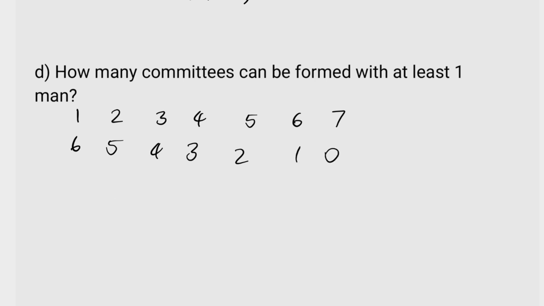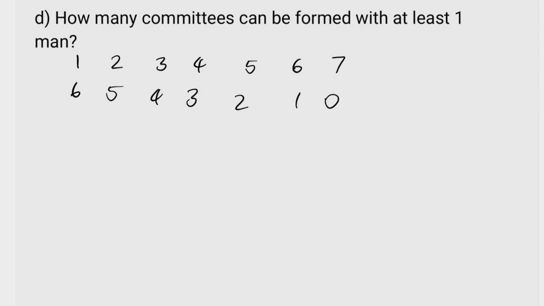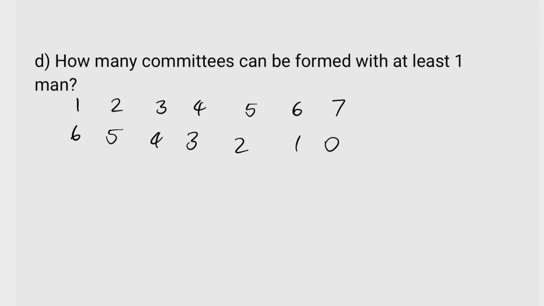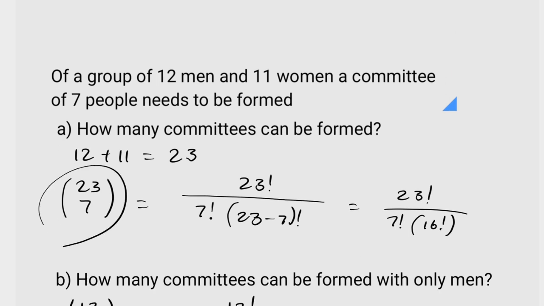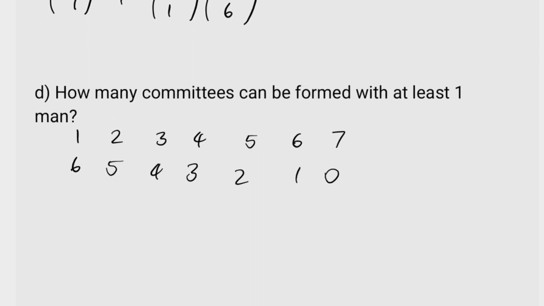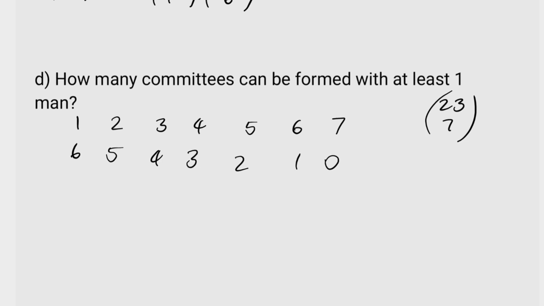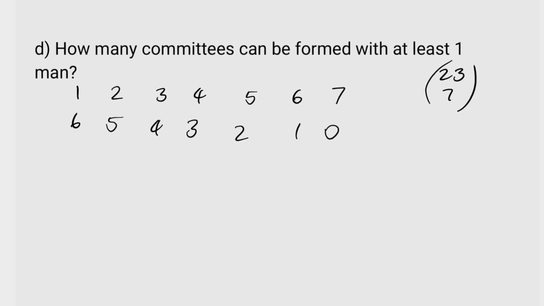What I want you to notice is something you can do in this situation where it's inconvenient to calculate the total number. You could look at the total number of committees that can be formed, 23 choose 7. Let's write that there because I don't want to scroll all the way back up. Then you can say the total number of committees minus the number of committees with 0 men.